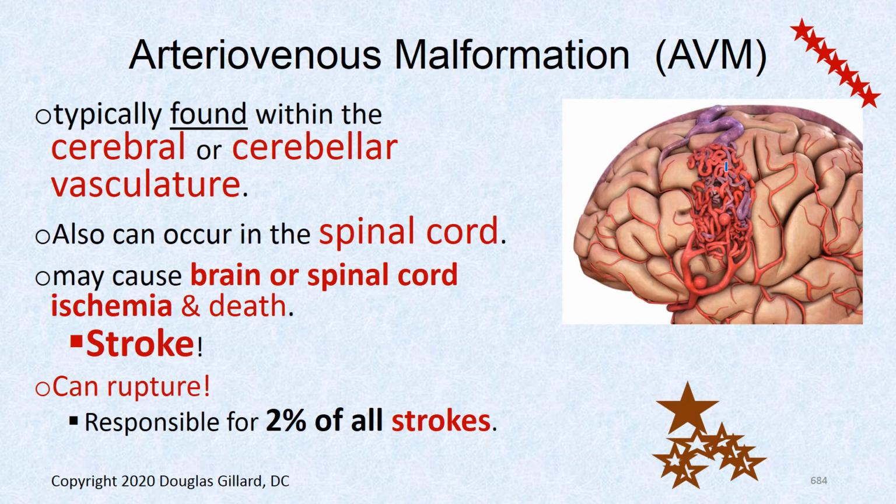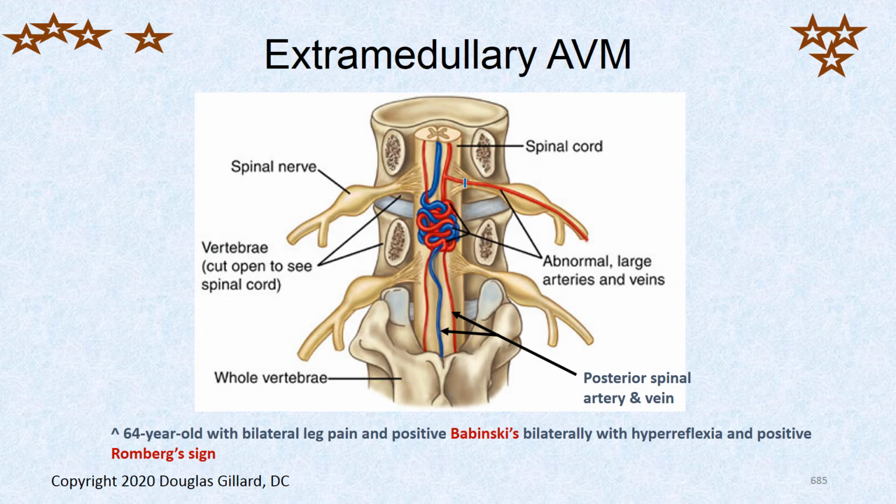These only occur in the brain and spinal cord, and greatly increase the chance of stroke if they rupture. In fact, 2% of all strokes going through the ER end up having an AV malformation as the cause of the stroke. They can also be on top of the spinal cord.